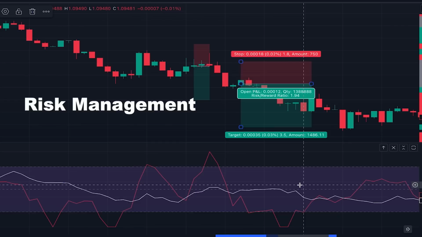There is a risk management strategy that is called the 1% rule, and it's a perfect choice for scalping and day trading. I have a complete guide on this. The link is also placed in the description, and I highly recommend you to watch it because without a proper risk management strategy, you cannot become a successful trader.